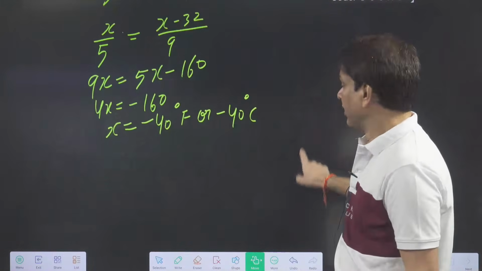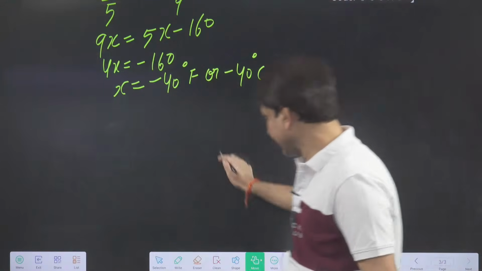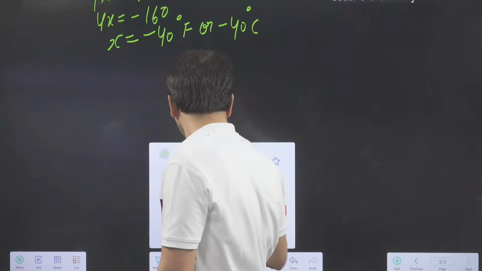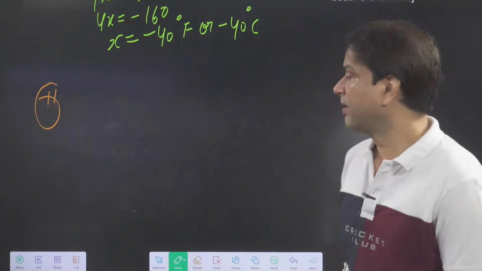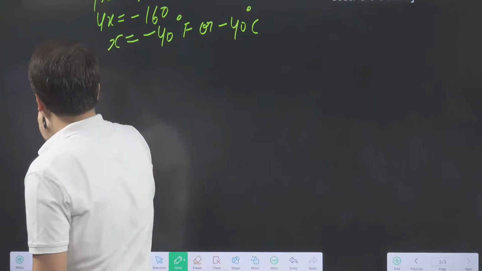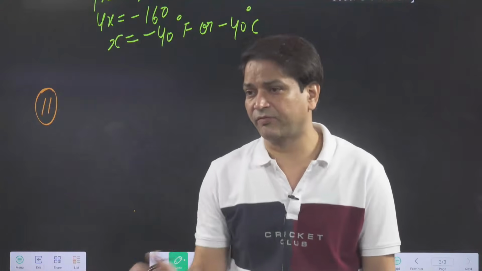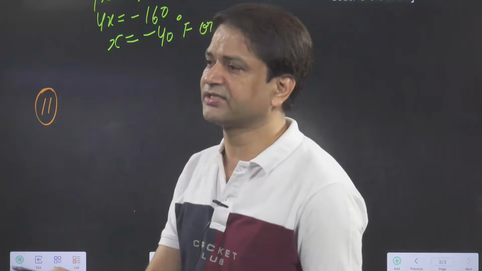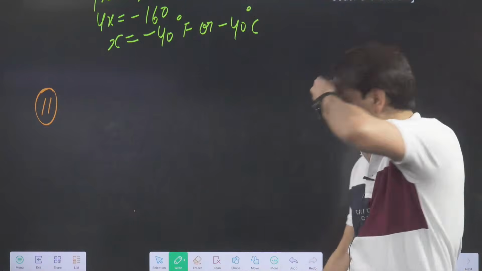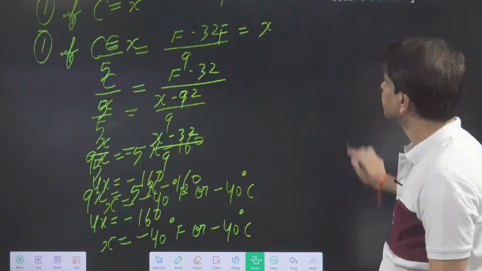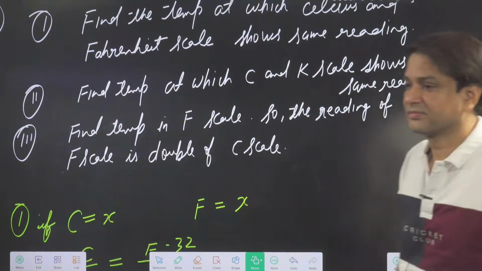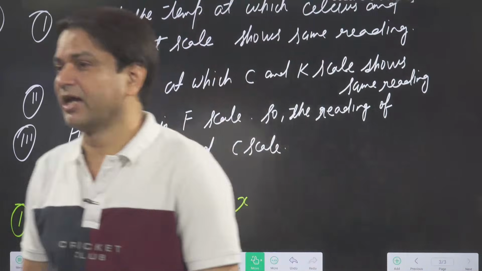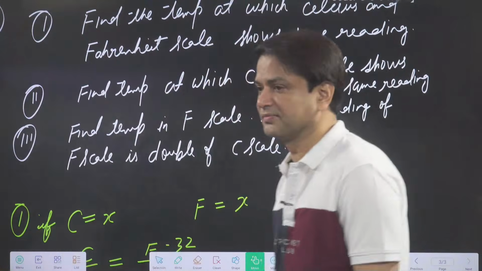Okay. Understood? Second question, what I'm asking? Second, I'm saying find the temperature at which Celsius and Kelvin scale will show the same reading. So what is the answer of the second? Who will say? Find temperature at which Celsius and Kelvin scale will show the same reading. What is the answer?